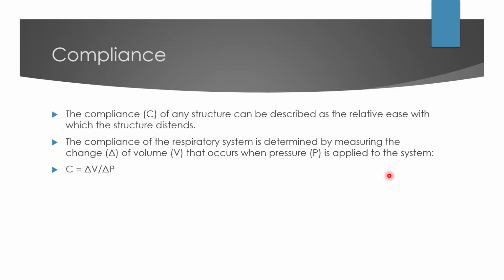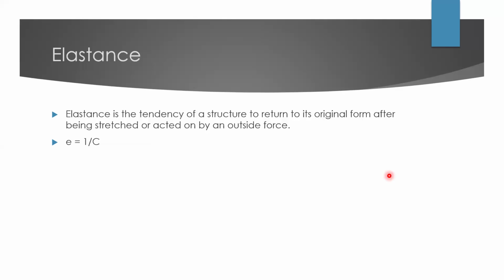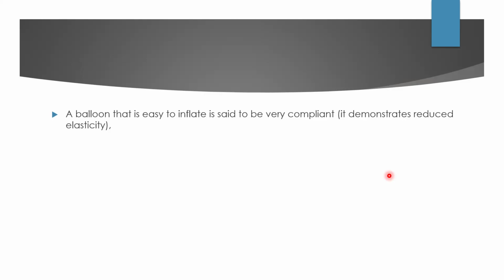When the lung is more compliant, there will be more change in volume with the pressure applied, and when it is less compliant, the volume change is very little. Elastance is simply the inverse of compliance. Elastance is the tendency of the structure to retain its original form after being stressed. We can take the example of a balloon. A balloon which is easy to inflate is less elastic.